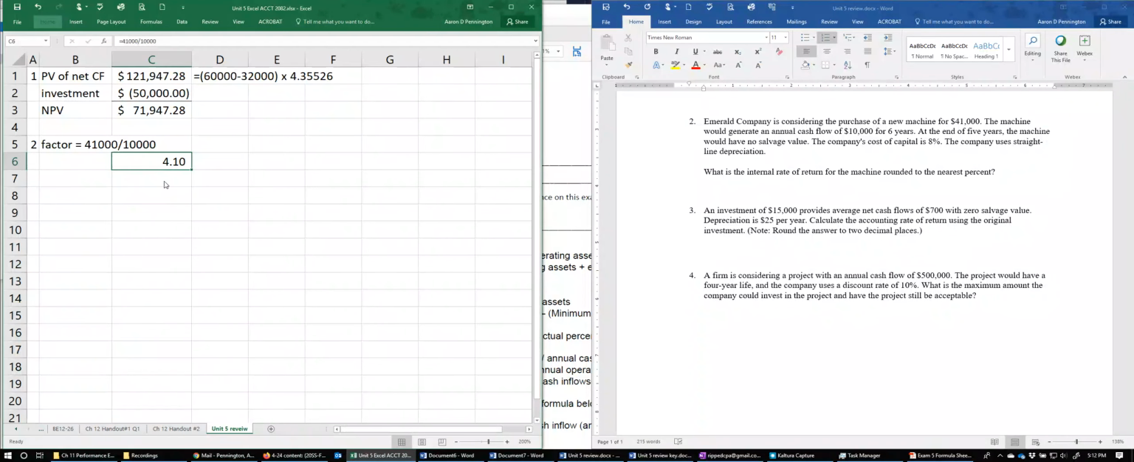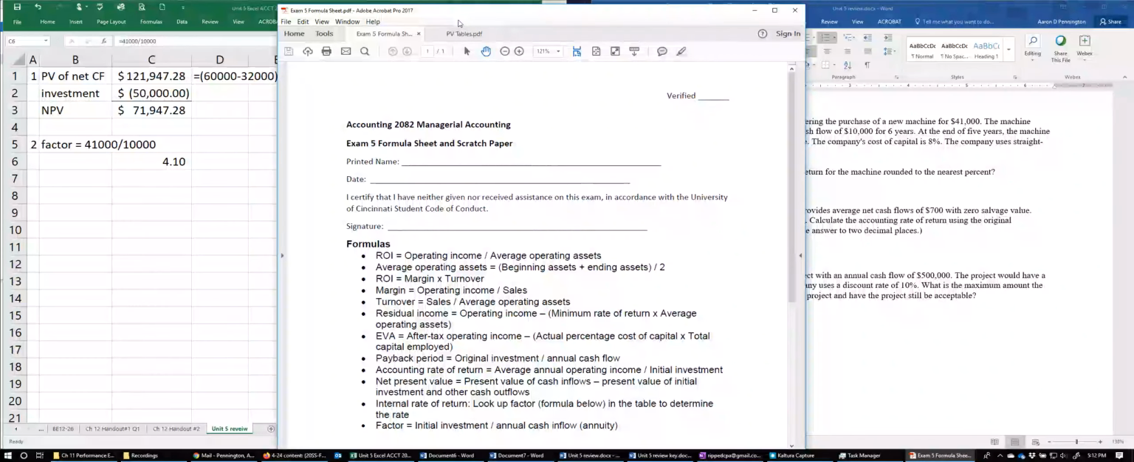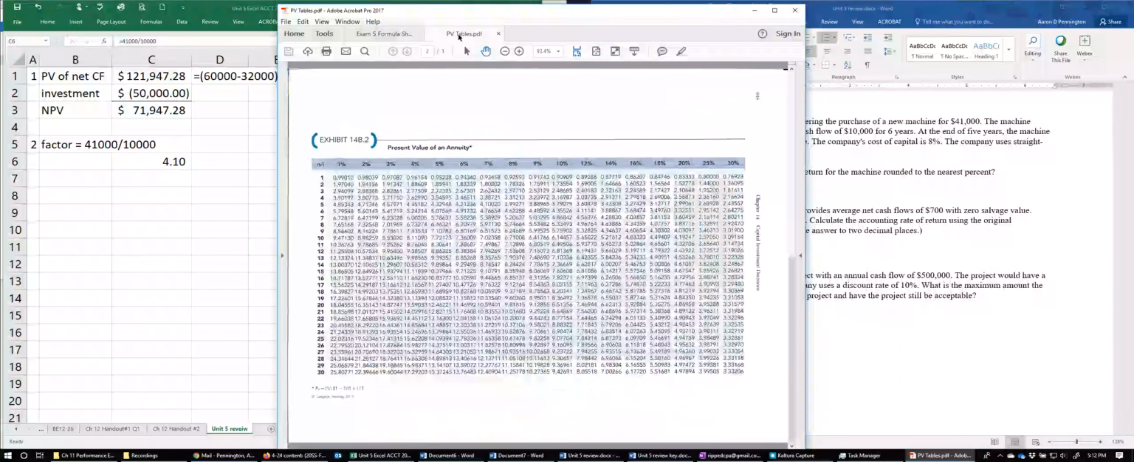So we need to look on our table for that factor for the corresponding time period. We're going to go with 6 years. I know the problem referenced 5, I think that's a typo. So let's look at 6 years. We are dealing with an annuity because the $10,000 comes at the end of each year, so we're still on table B2, the annuity table.